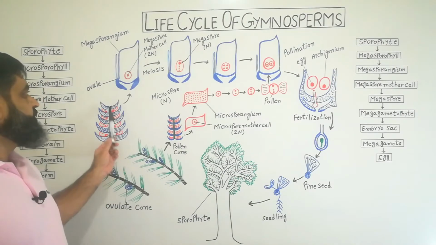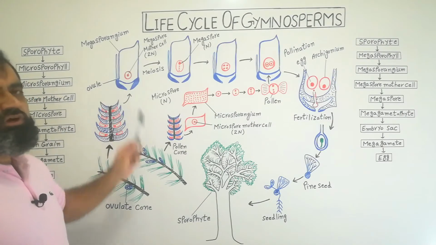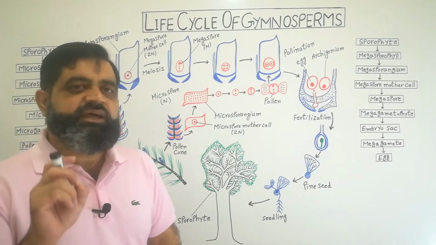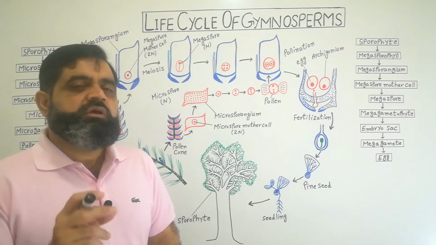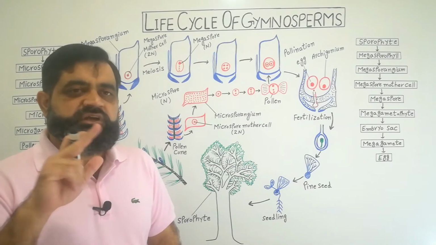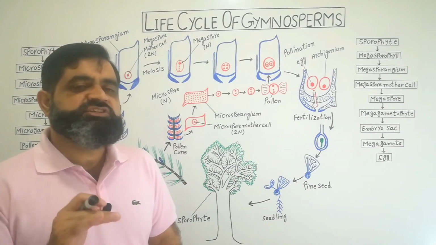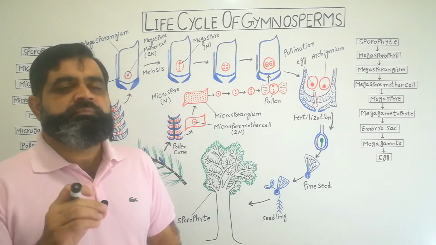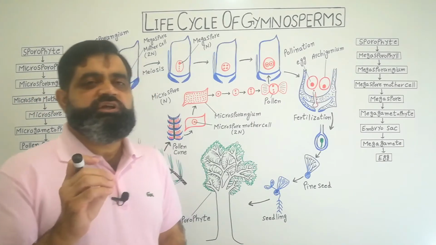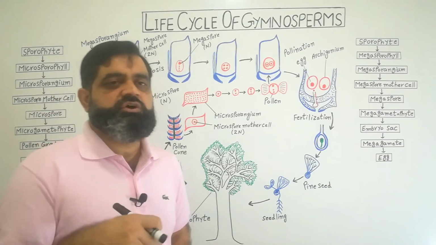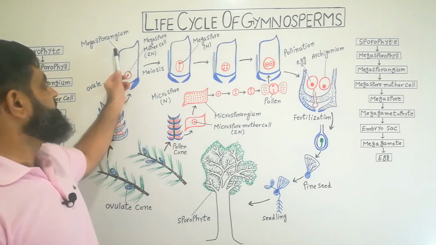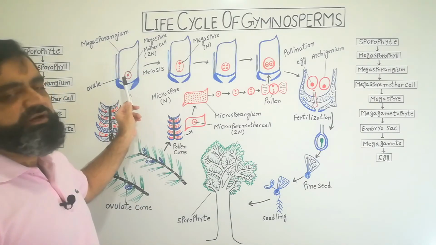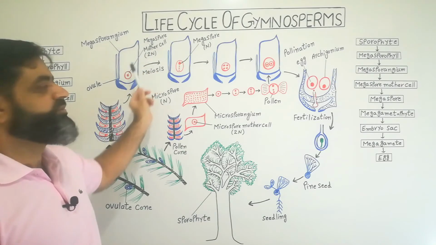These megasporophylls contain ovules. What is an ovule? An ovule is an integumented, indehiscent megasporangium. Integumented means it has integuments. Indehiscent means which cannot be opened. A megasporangium, as you know, contains the megaspore, and its structure is known as the ovule. So they bear ovules. Inside the ovule there is a megasporangium and each megasporangium contains a megaspore mother cell which is diploid.